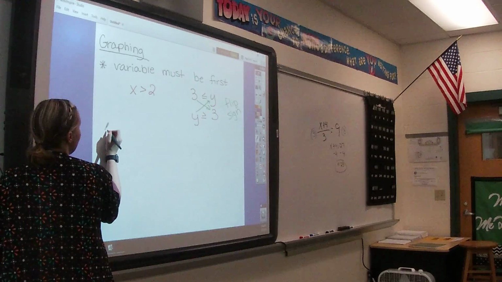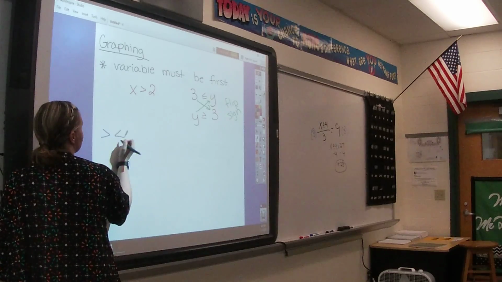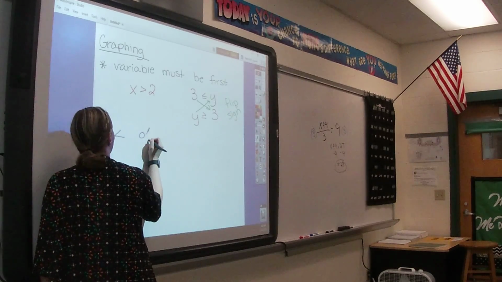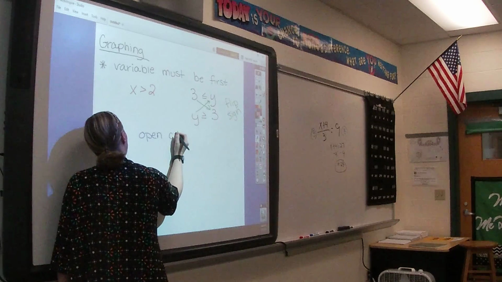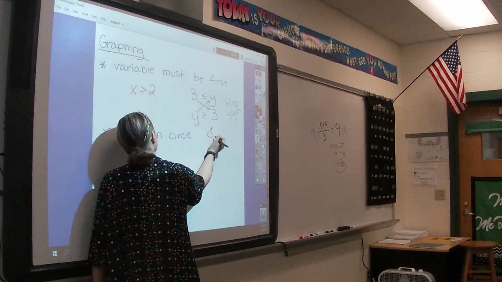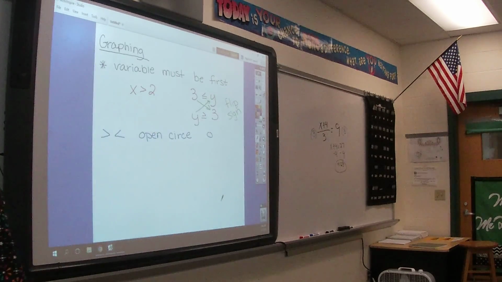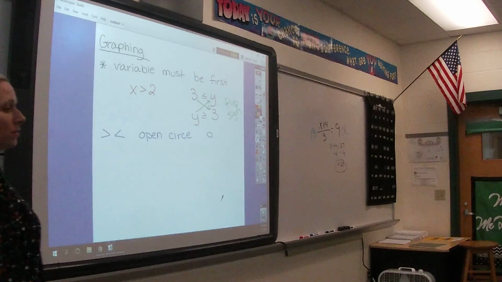Then, if we have greater than or less than, we are going to use an open circle. It'll look kind of like a donut. It's going to have that space left open in the middle.